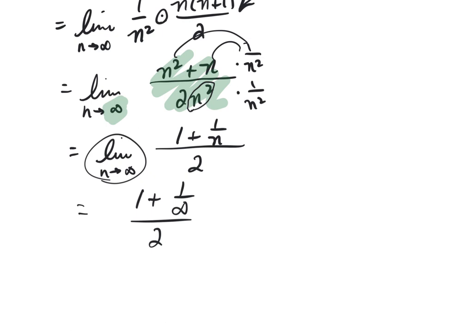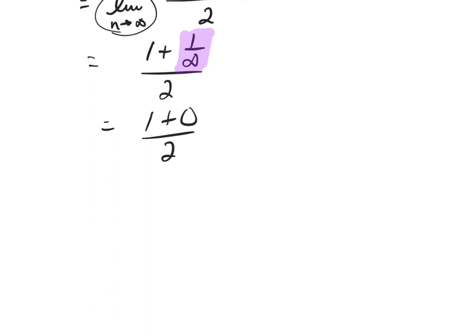But a fraction where the numerator is a constant and the denominator gets infinitely large has a value of 0. So what we end up with in the end is 1 plus 0 divided by 2, or 1/2. All right, so that's the process of getting there.